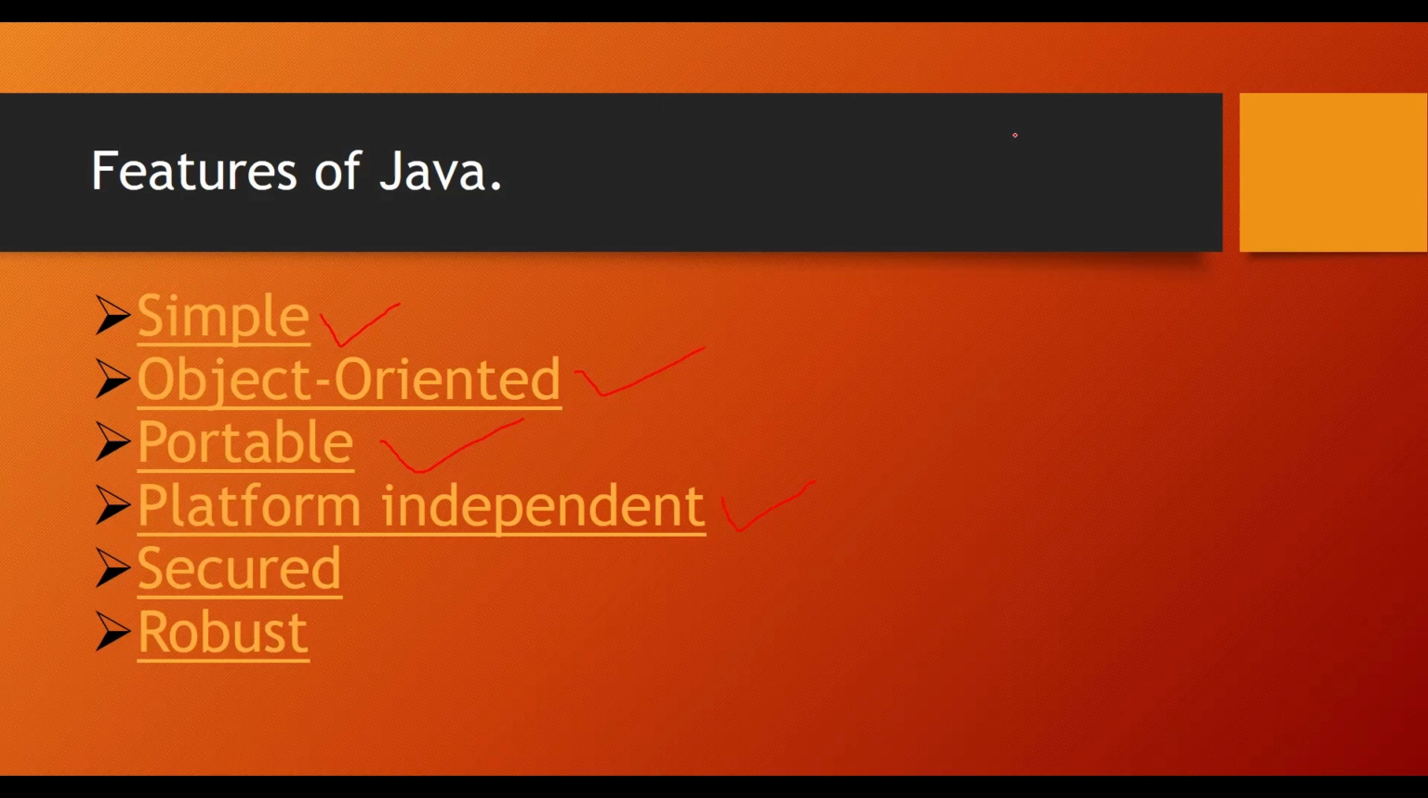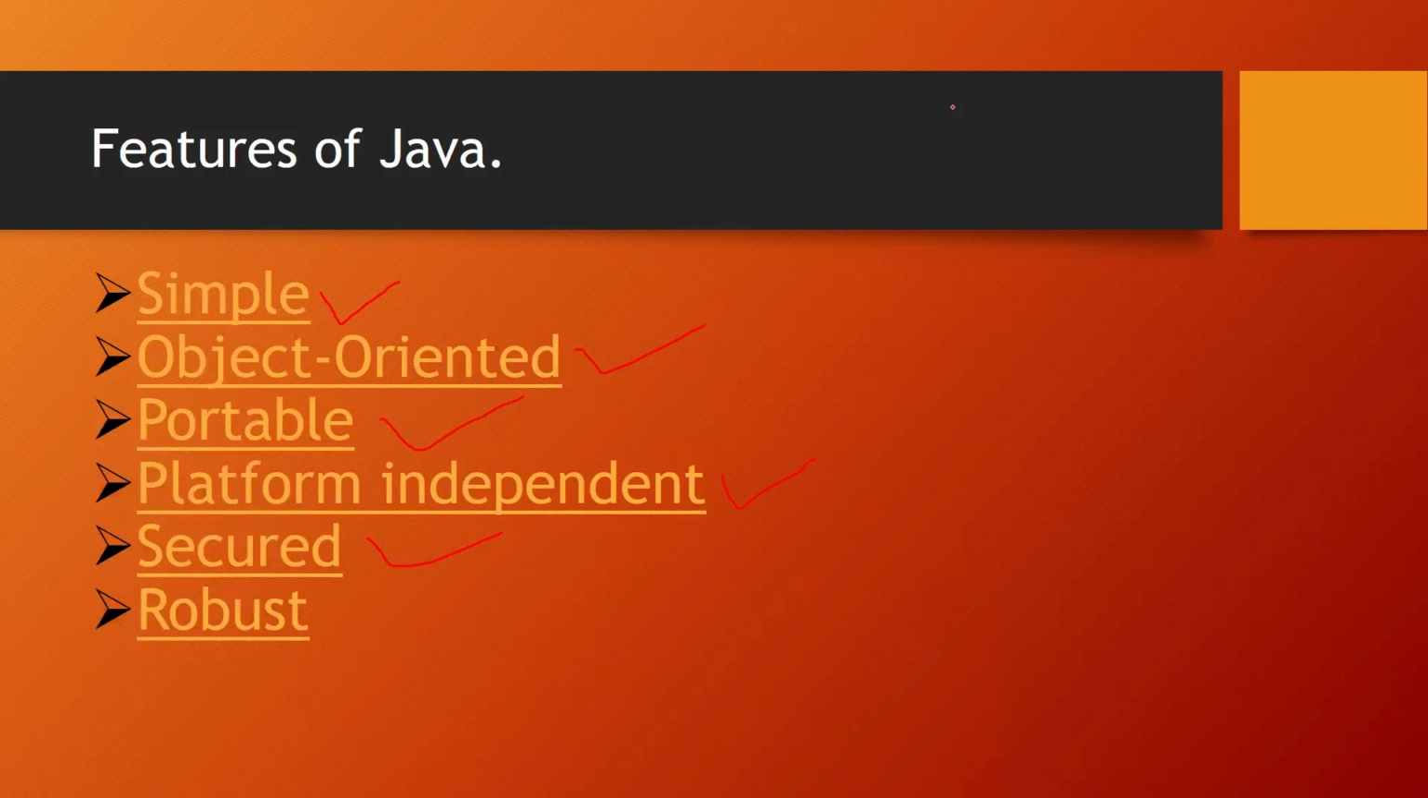If there is any illegal code in our application, it will be removed by the bytecode verifier. This is the reason why it is called a secure programming language.